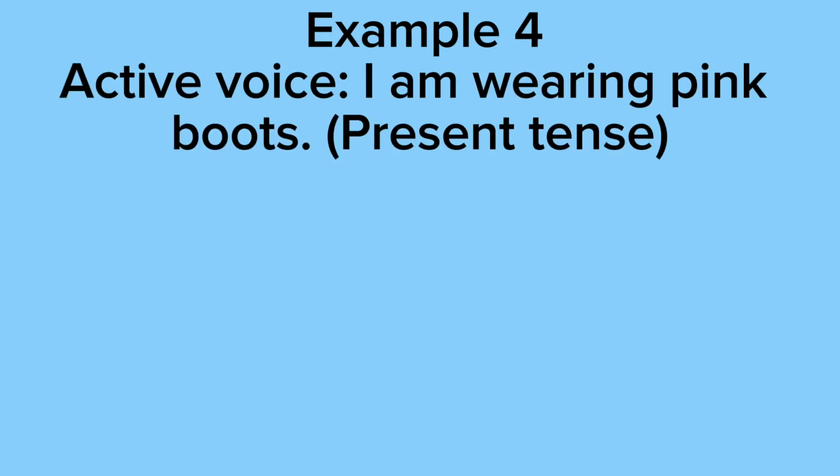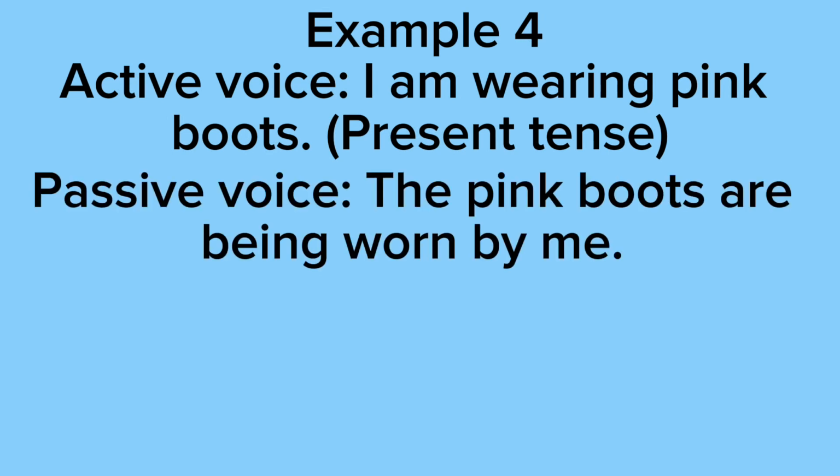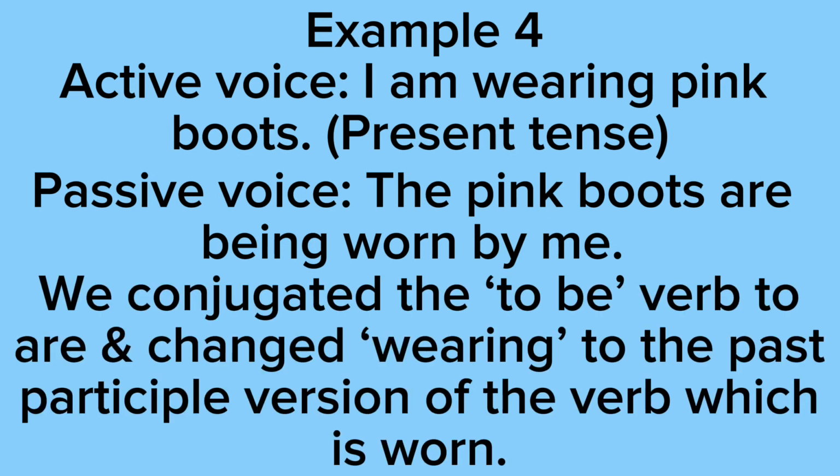So our fourth and last example says in the active voice, I am wearing pink boots. This sentence is written in current tense. In passive voice, it says the pink boots are being worn by me. So we conjugated the to be verb to are and changed wearing to the past participle version of the verb, which is worn. This is also an irregular verb.